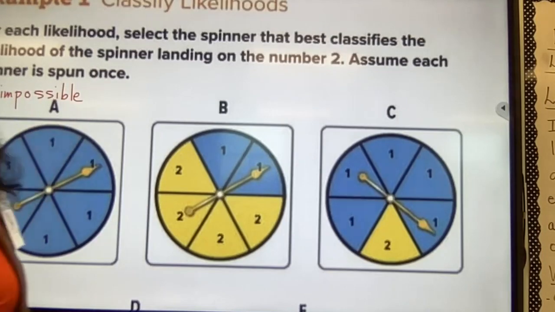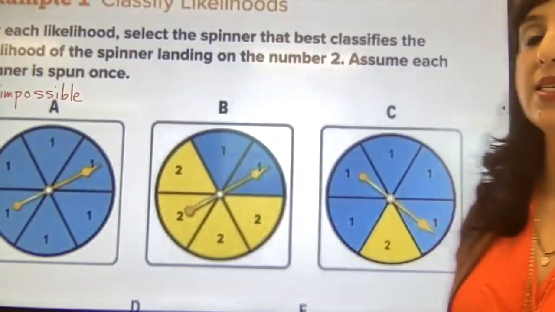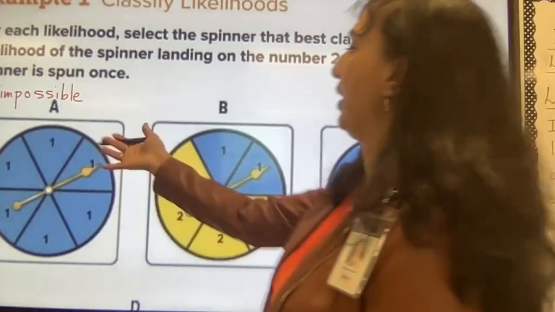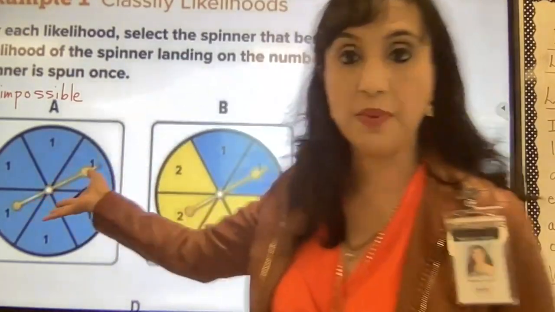Okay, so we're talking about what's impossible, what is, all these different things that we talked about: unlikely, equally likely, etc. So the first one, since there's no 2, the likelihood of it landing on a 2 is absolutely impossible.